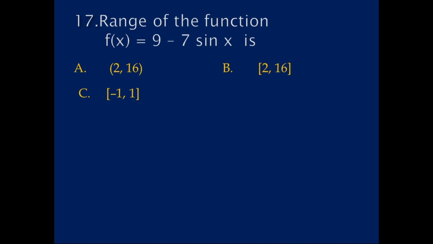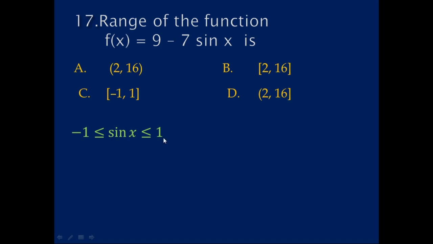Here, find the range of the function f of x is equal to 9 minus 7 times sin x. Here 9 is a fixed real number, it does not depend on x. We are subtracting 7 times sin x, and the function is the sine function. Therefore, the range of this function depends on the sine function. You know that the range of the sine function is the closed interval minus 1 to plus 1. We know this. It means the minimum value is minus 1 and the maximum value is plus 1.